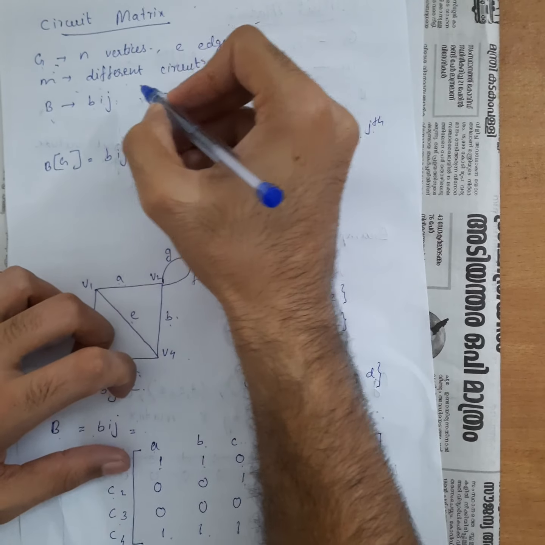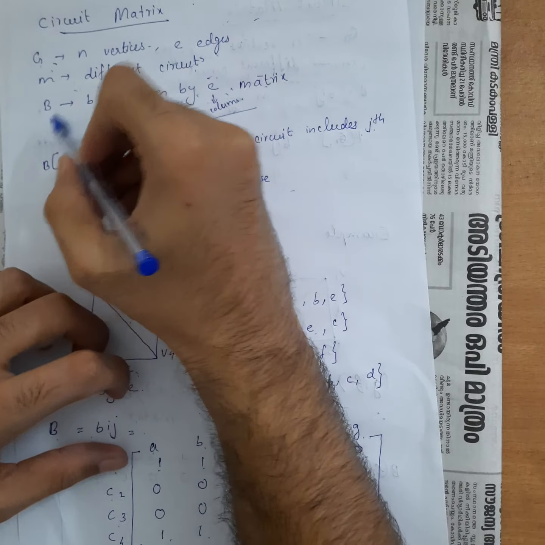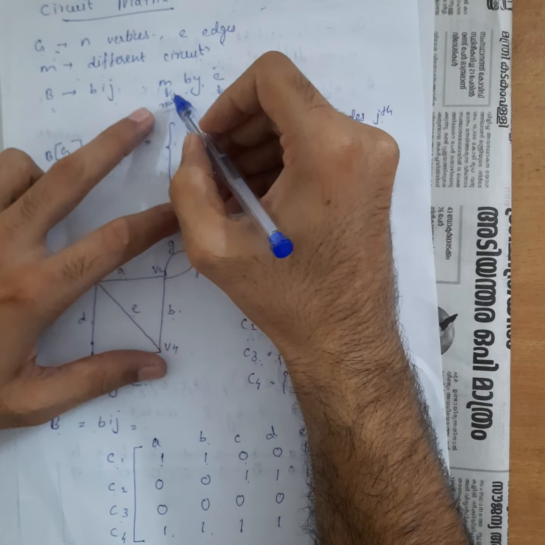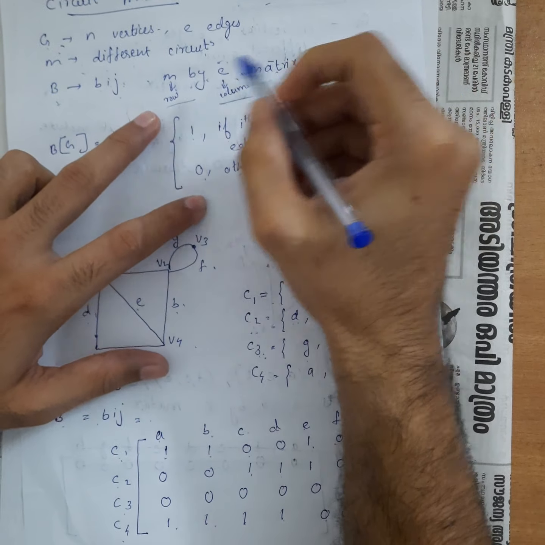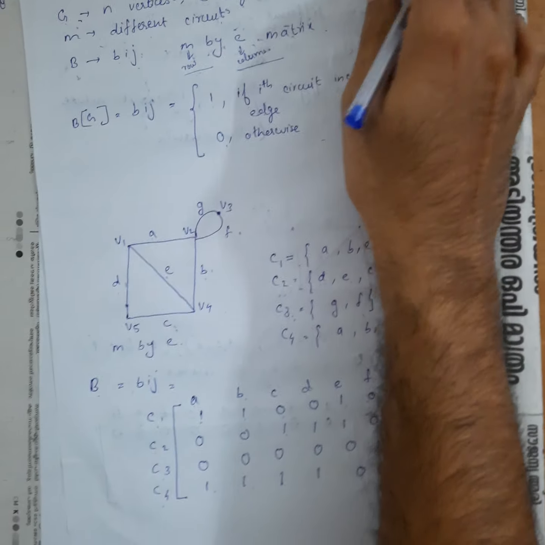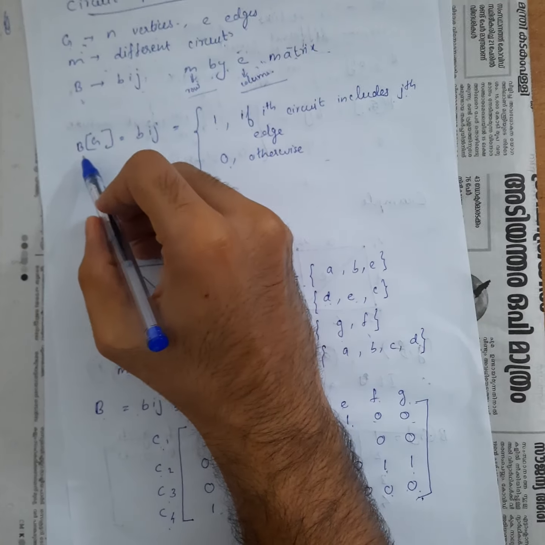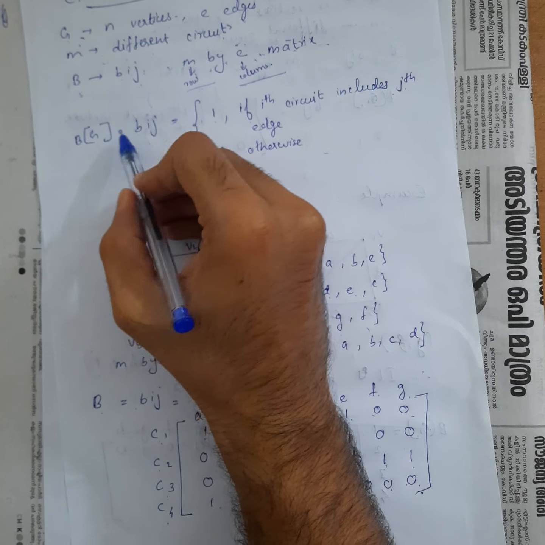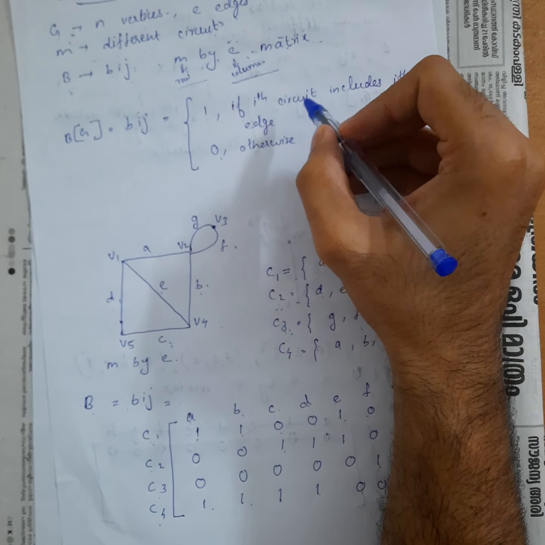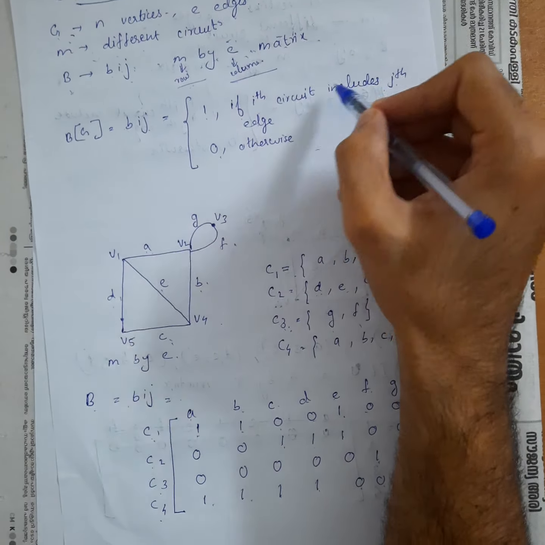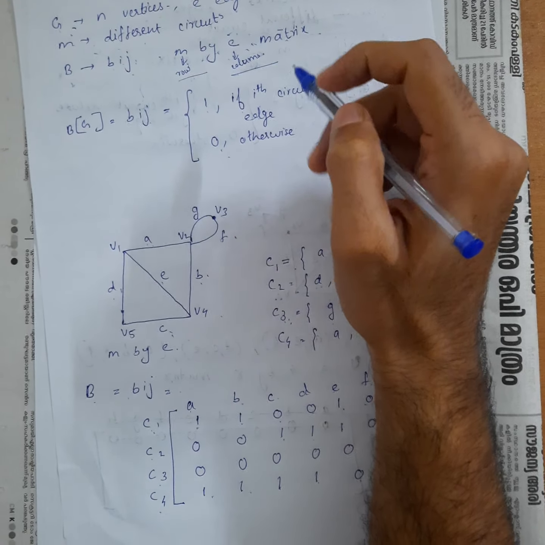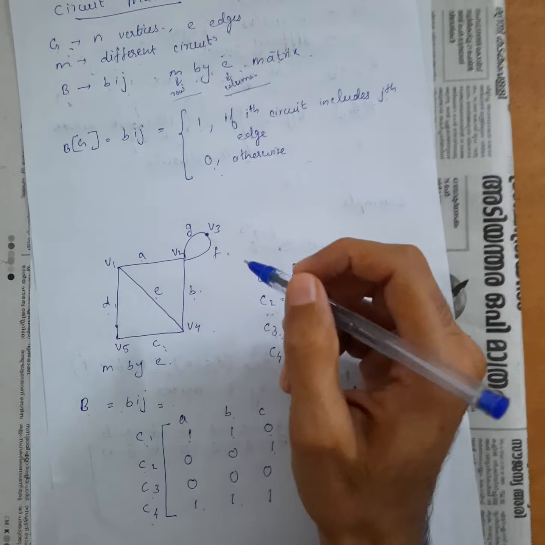So let's take a circuit matrix B where Bij on the graph G is an M by E matrix, which means M as rows and E as columns. So we can create the circuit matrix B of G equal to B of Ij, and if the ith circuit includes the jth edge, the value is 1, and otherwise the value is 0 for that matrix. For this we can take an example.